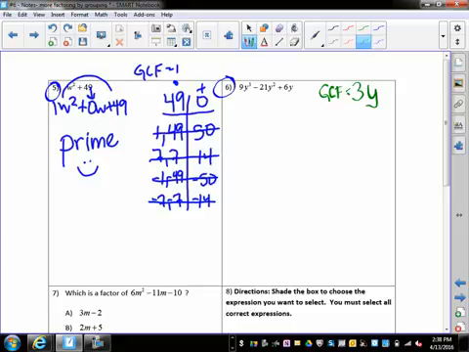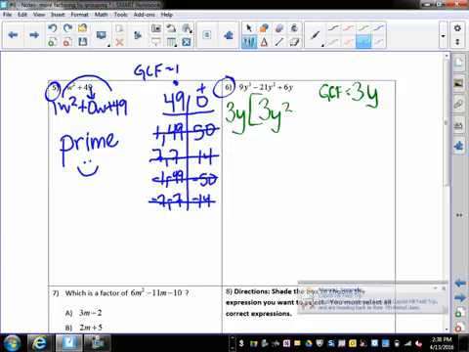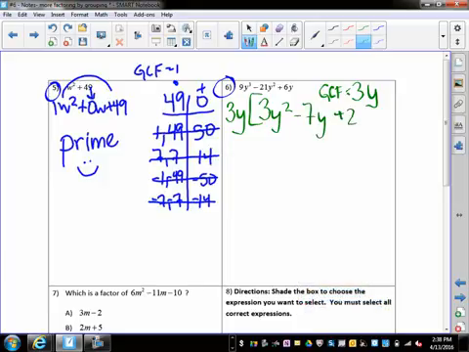All right, so I'm going to bring along my conductor for the ride. He makes things a little messy. What do we have left inside? Good, 3y squared minus 7y plus 2. Good.